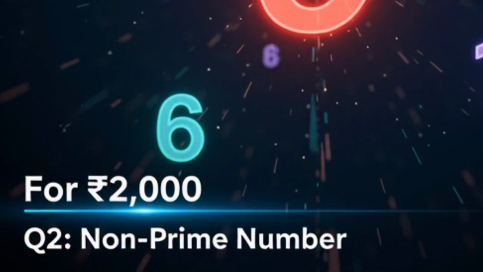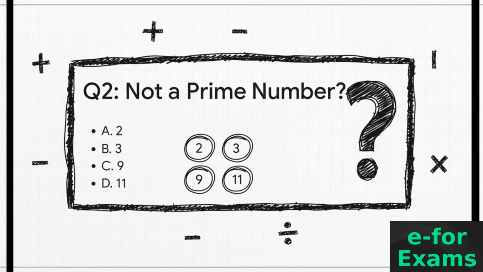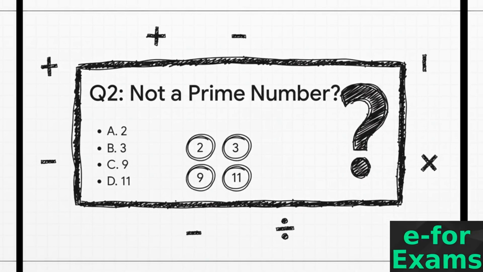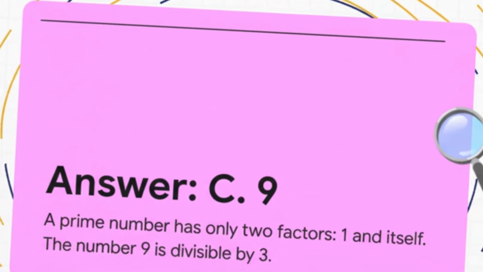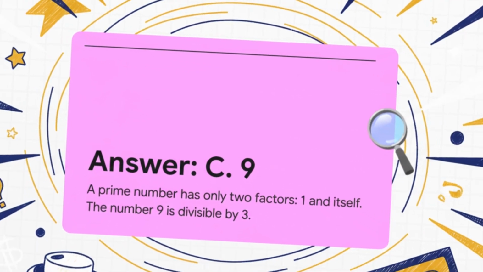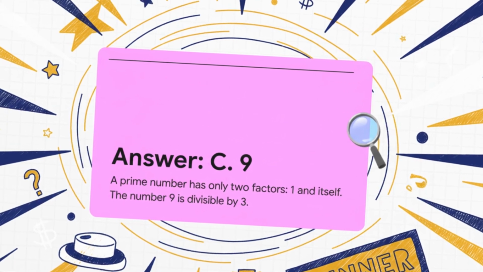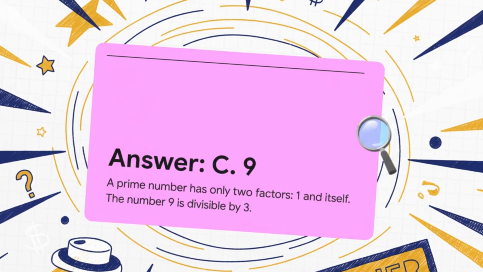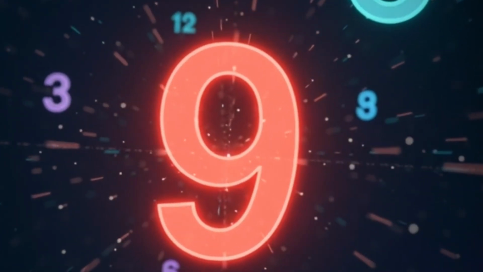Next up, for 2,000 rupees. This one's a classic from math class. 3 of these numbers are prime, but one of them is an imposter. Your job? Find the fake. Which one is it? And if you locked in C, 9, you are spot on. A prime number, remember, can only be divided by 1 and itself. But 9, well, you can also divide it by 3, so it's not prime. Nicely done. You've just doubled your winnings.